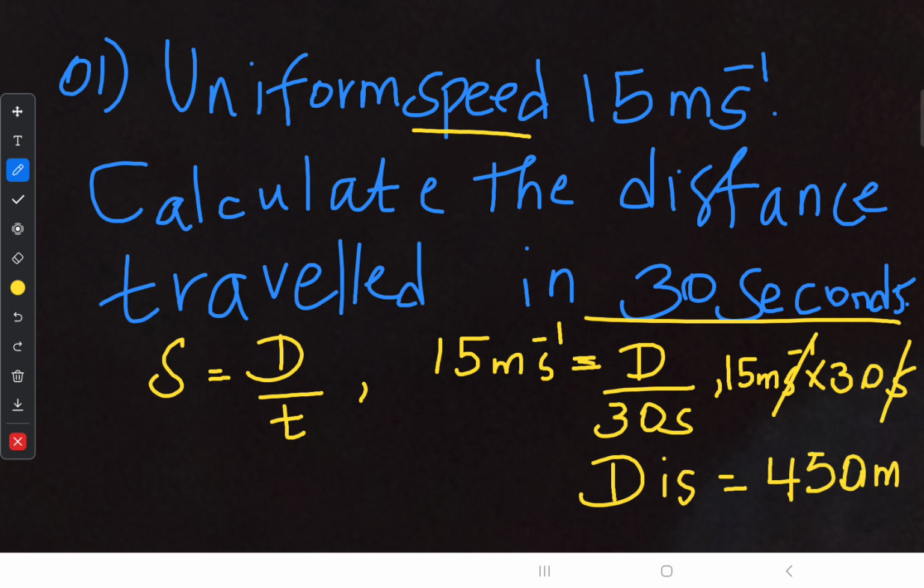450 meters. These are very easy direct questions. They will give you the speed and distance and ask for time. Otherwise, they'll give you the speed and time and ask for the distance. Likewise, there are some direct questions. If you know the formula, you can substitute the given data to get the answer correctly. Here the distance is equal to 450 meters.